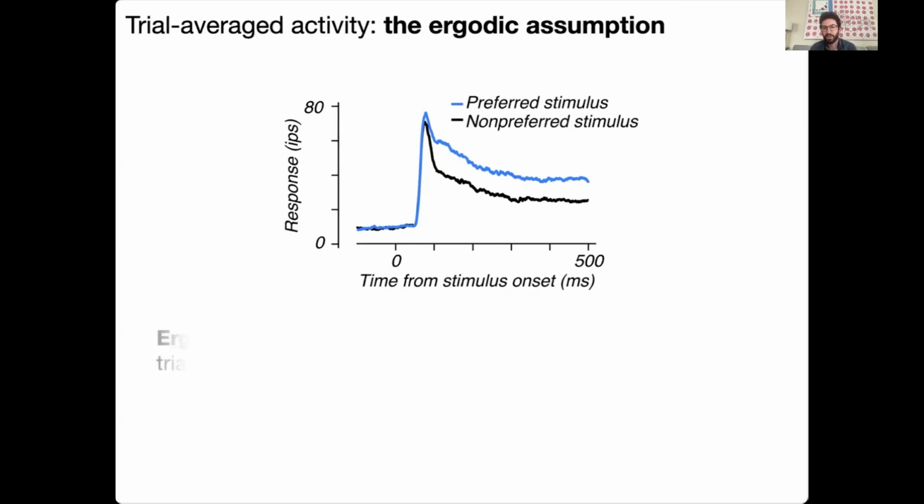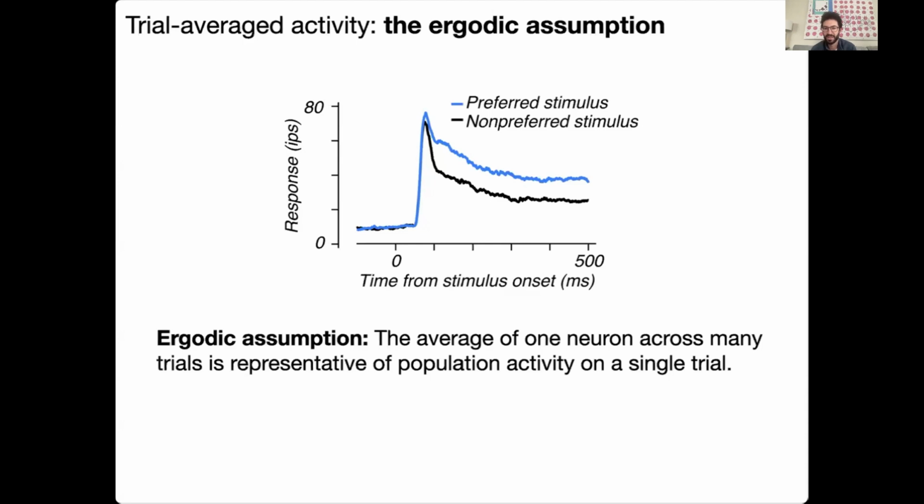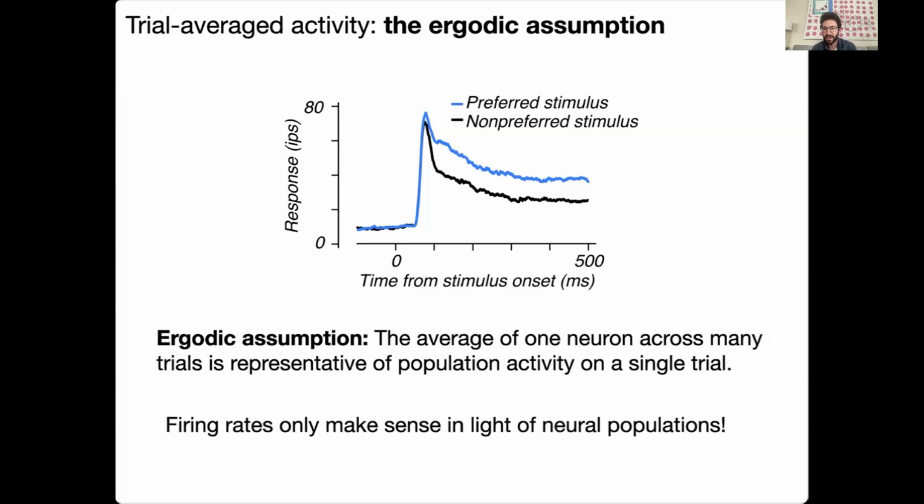In other words, there's often this implicit assumption that the average of one neuron across many trials is representative of something that the brain is doing on a single trial. This PSTH is not a feature of the brain, it's a feature of the statistician. And so we need one additional assumption to make this meaningful for what kind of information the brain has access to. What that means is that firing rates really only make sense in light of neural populations. A single neuron really cannot have a firing rate on a single trial. It's just spikes and gaps.